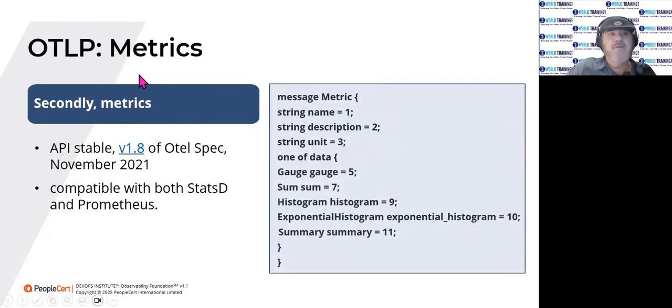As far as metrics are concerned, there's an API standard, version 1.8 of the OTel spec. It was stabilized in November 2021. It's compatible with both StatsD and Prometheus tools. There's an example on the right side. Don't really need to memorize that, but it gives you an idea what it actually looks like. You have a message defining a metric, string name, string description, string unit, and at least one of these data items.